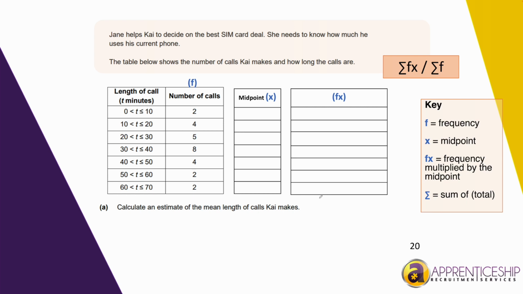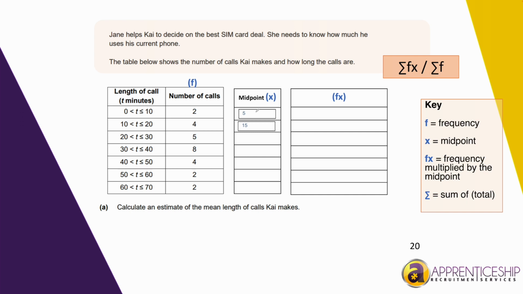If not, then we just make our own. We just draw them on or put them into the box, into the working out box. So the first thing we do is work out a midpoint. So we're going to estimate, so number of minutes, 0 to 10. We're going to say that the midpoint is 5. Okay? We do that by adding them together, dividing by 2.